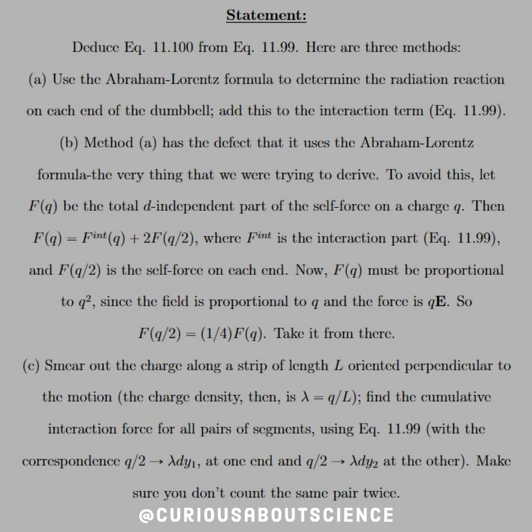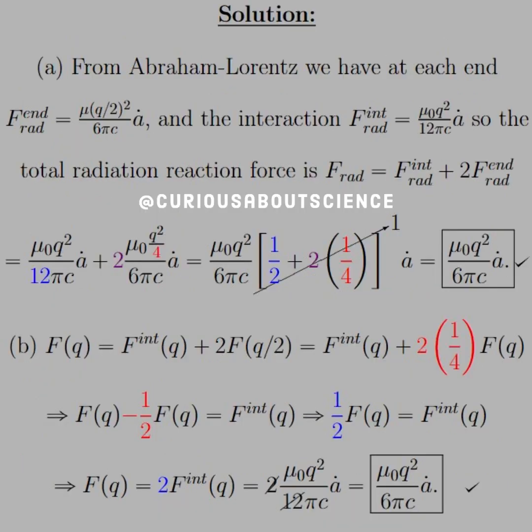And then part C, smear out the charge along a strip of length L oriented perpendicular to the motion. The charge density then is lambda equals Q divided by L. Find the cumulative interaction force for all parts of the segment using equation 99 with the correspondence of Q divided by 2 goes to lambda dy1 at one end, and Q divided by 2 goes to lambda dy2 at the other. Make sure you don't count the same pair twice. So let's purposely integrate over each other and then divide by 2. That's what that's saying.